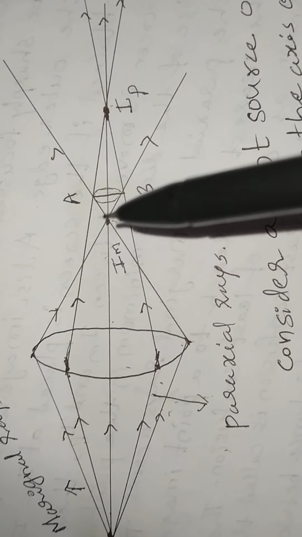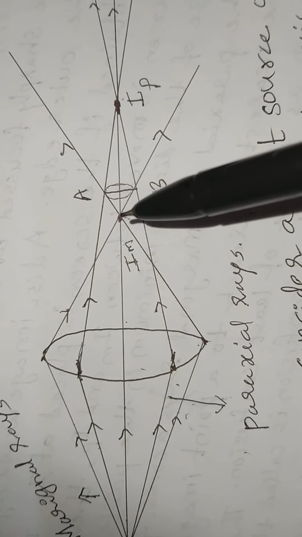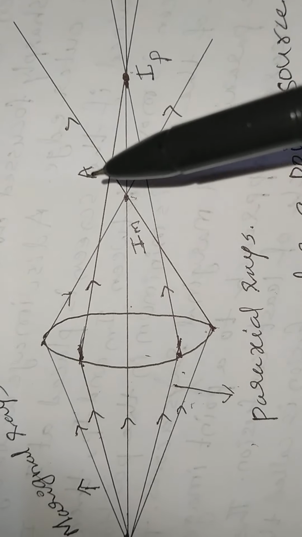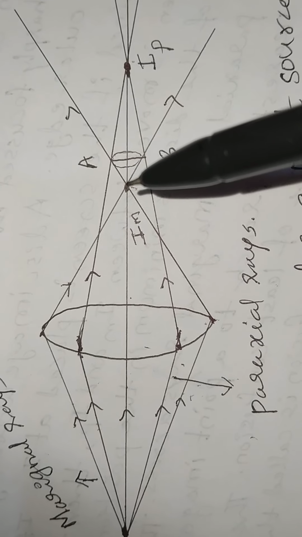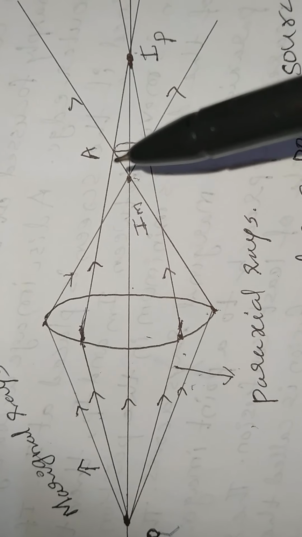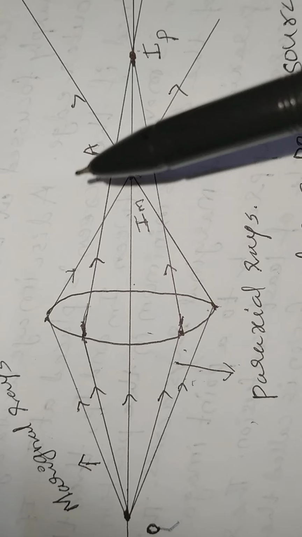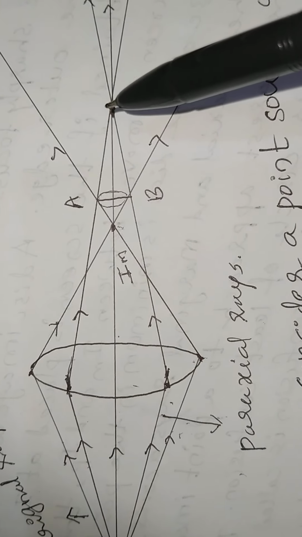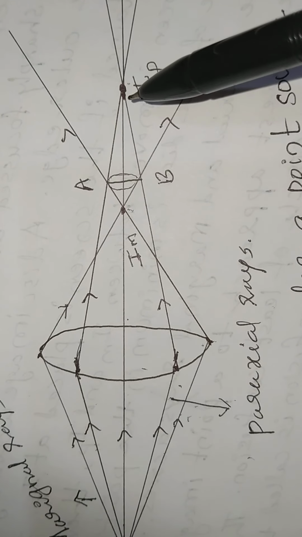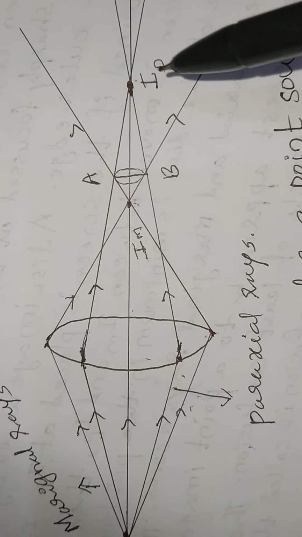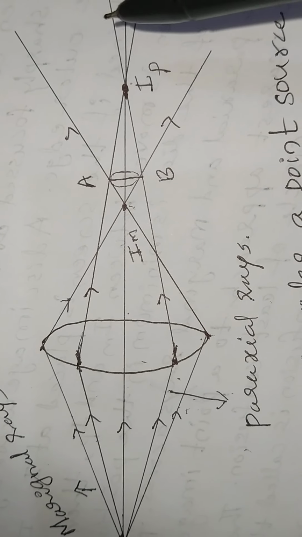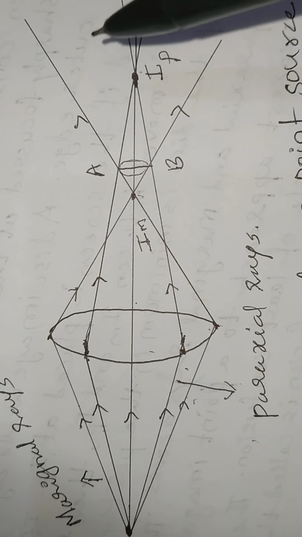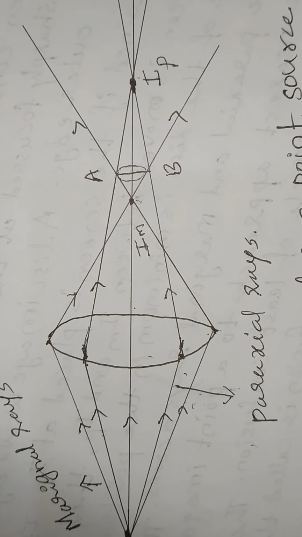If the screen is placed at IM, then the image appearing on the screen is a disk. The center of the disk appears bright and the outer edge of the disk appears blurred. If the screen is placed at IP, the same image is obtained on the screen. Here also the center of the disk appears bright, and the blur appears on the edge of the disk.